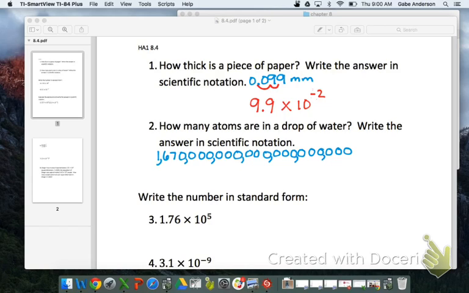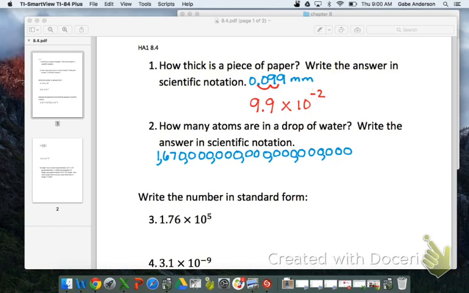So let's transition to number 2. How many atoms are in a drop of water? You guys know an atom is a really tiny unit, right? Of course, there are protons and neutrons and electrons, things like that that are smaller, but atoms are very small. So that is a very, very large number, isn't it? Probably. I don't know what it is. It's basically a 167 with 19 zeros after it.